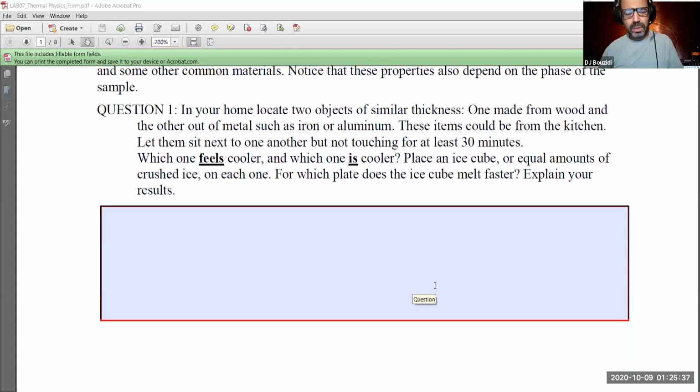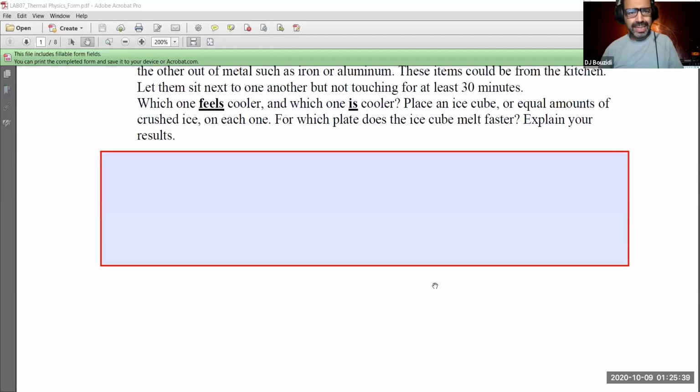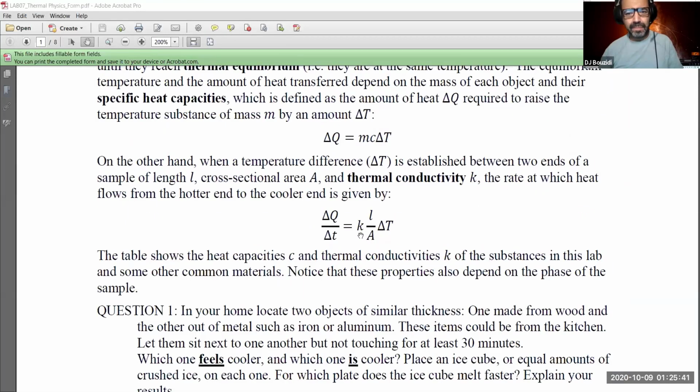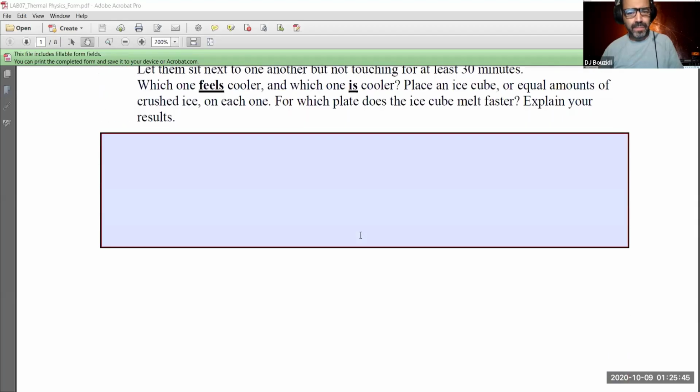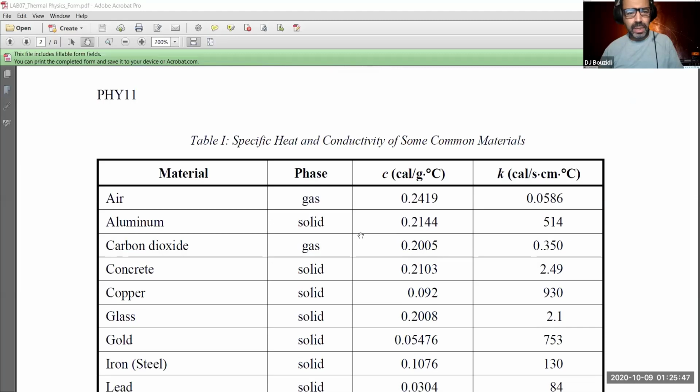Everybody? So it relies on you to please do this experiment, okay? I'm trusting that you guys will actually do it at home. You explain your results. It has to do with this K. All of it has to do with the K. Here are some specific heats and some Ks for you, okay?